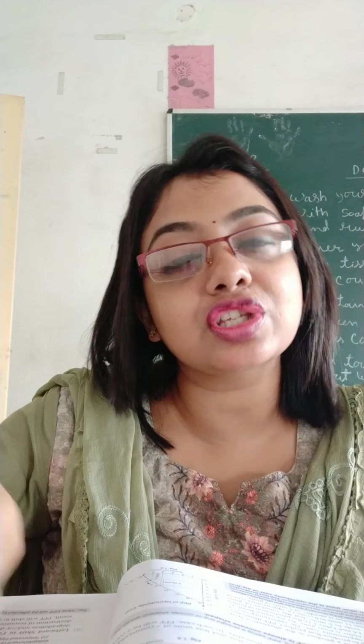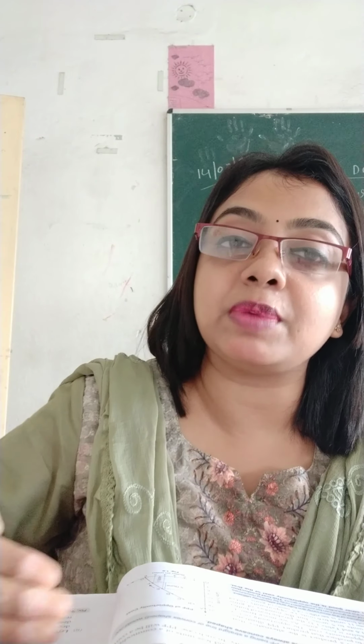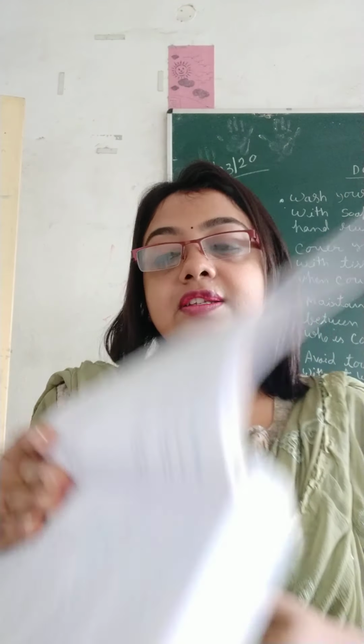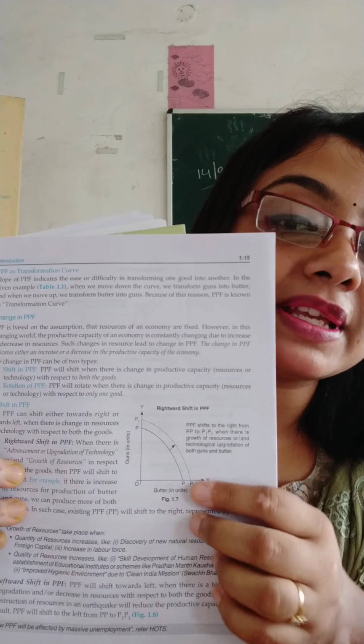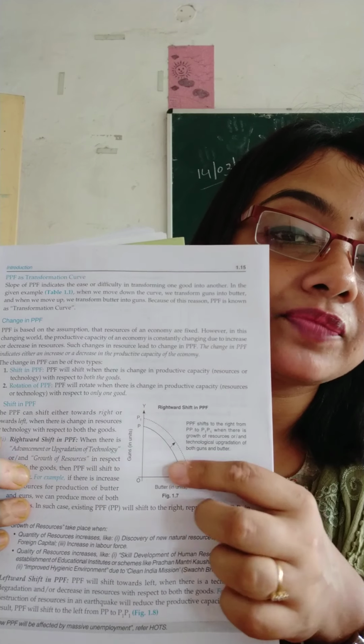Thus, when the production is increasing, as the change is for both the commodities, the production will increase for both the commodities, guns and butter. And this will shift the PPC curve to the right. So this is how the PPC curve is shifting to the right.